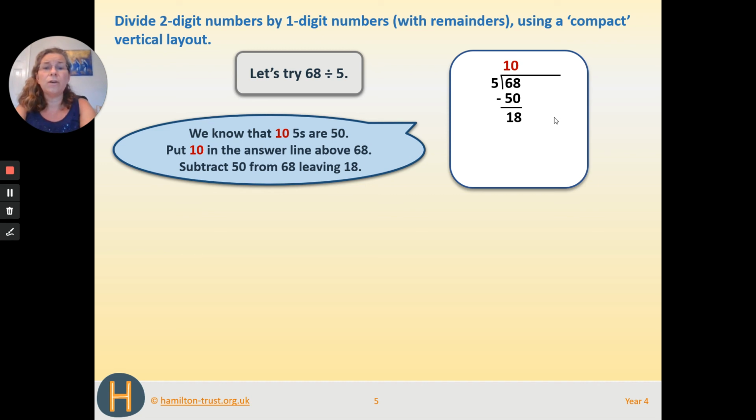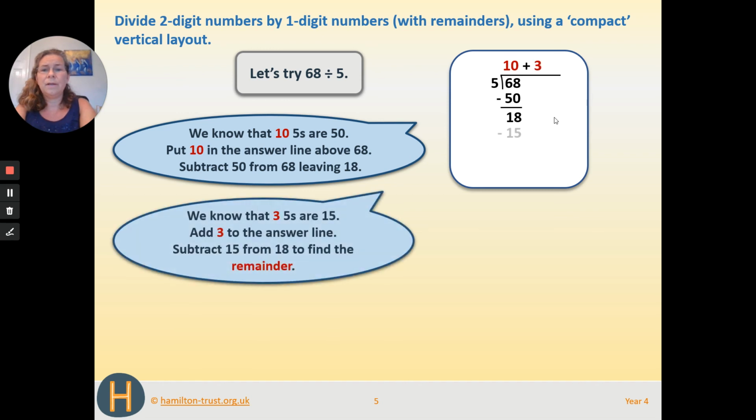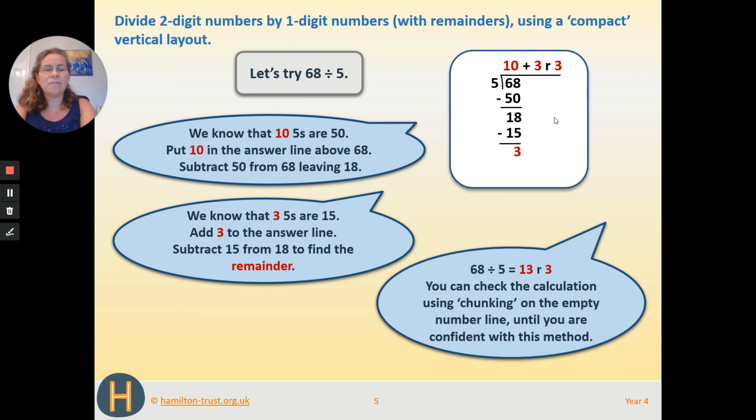Now we remember 3 lots of 5 are 15. So let's put that down. Add 3 to the answer line, subtract 15 from 18, and that'll help you find the remainder. The remainder is 3. We took away 10 lots of 5, then 3 lots of 5, which is 13, with 3 left, 3 remainder. 68 divided by 5 is 13 remainder 3.